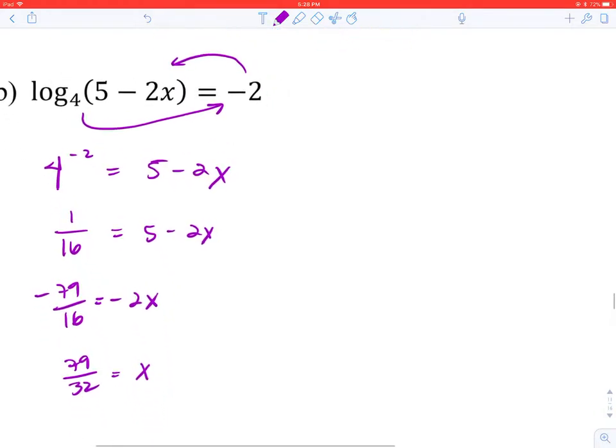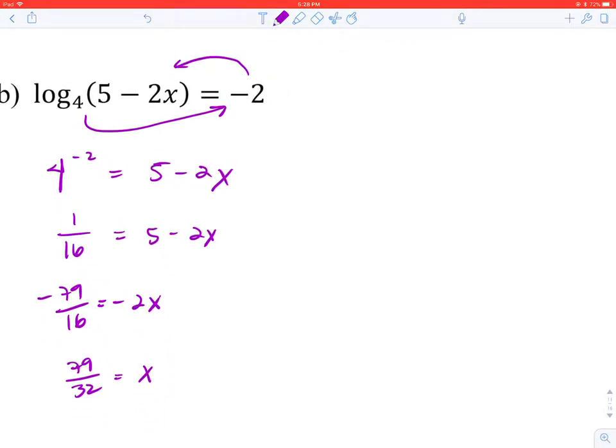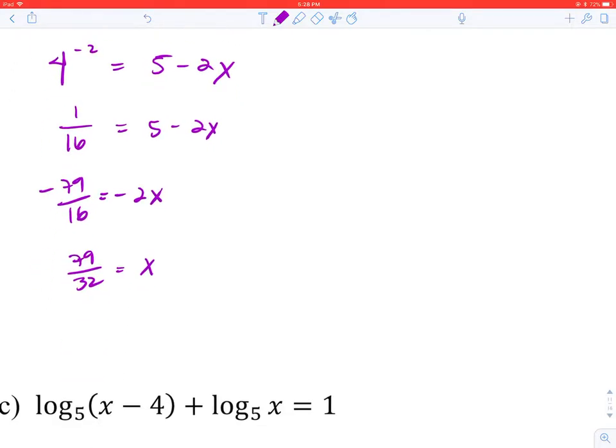We need to double check that that will work. So think about substituting it back in. 5 minus 2 times 79/32 is positive. So that works. This is our actual solution.